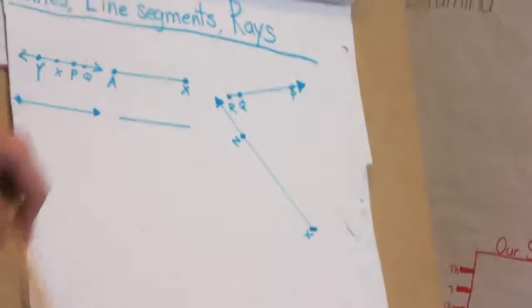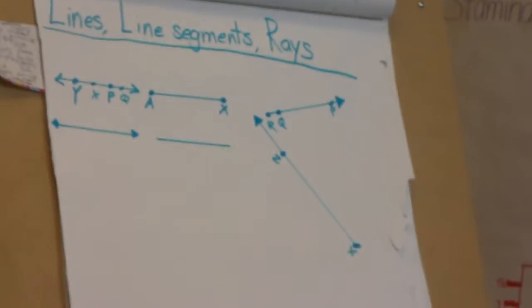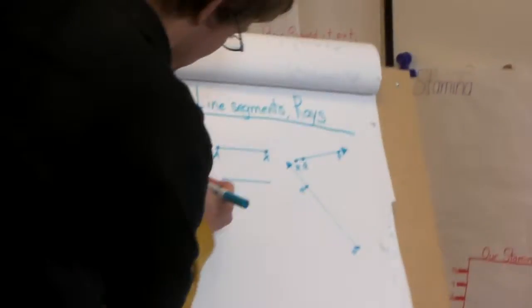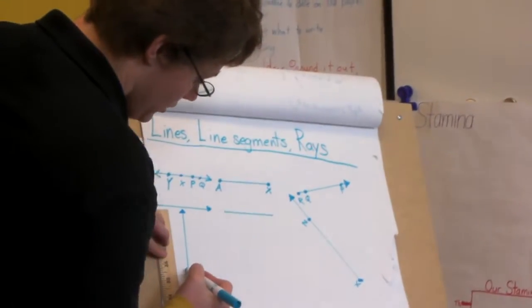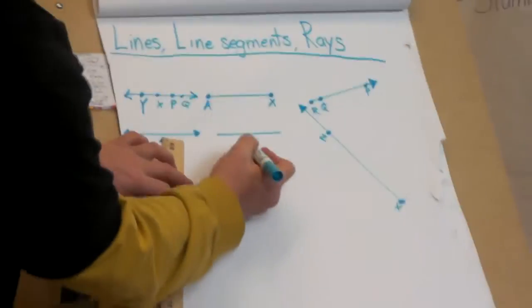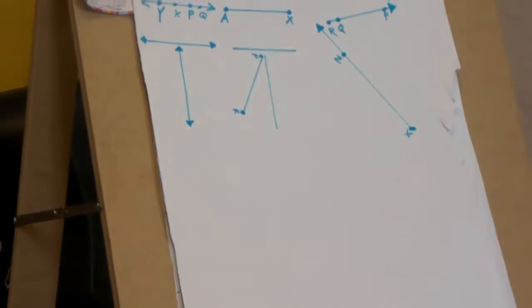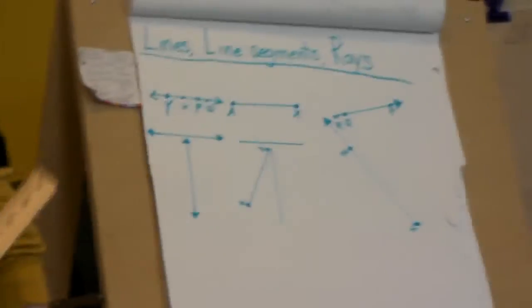X, Z. Alright, any of that would be fine. I could draw my line vertically. So vertically would be parallel with the wall. Alright, I could draw a line segment vertically. Okay, I could draw a line segment slanted. Put some endpoints on this one. E and say R. Okay, so there's lots of different ways that you can draw lines, line segments, and rays.